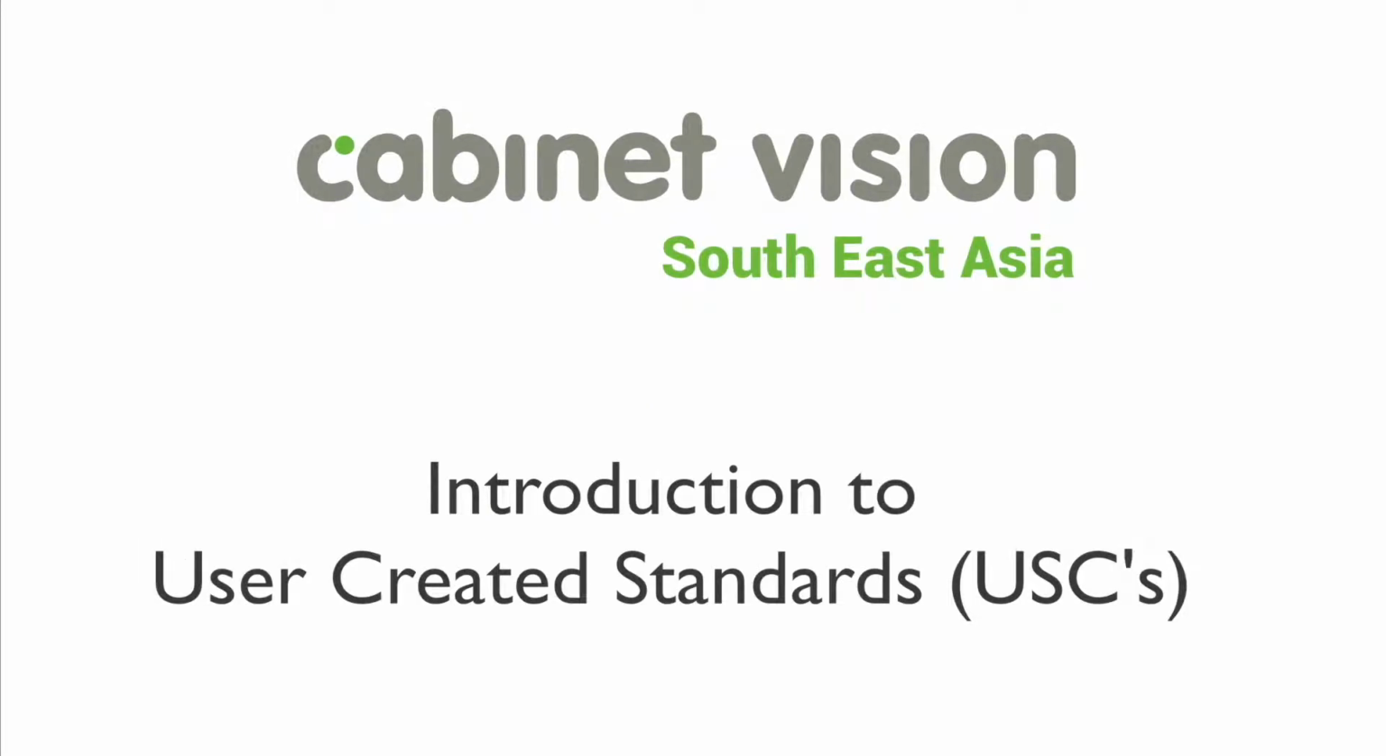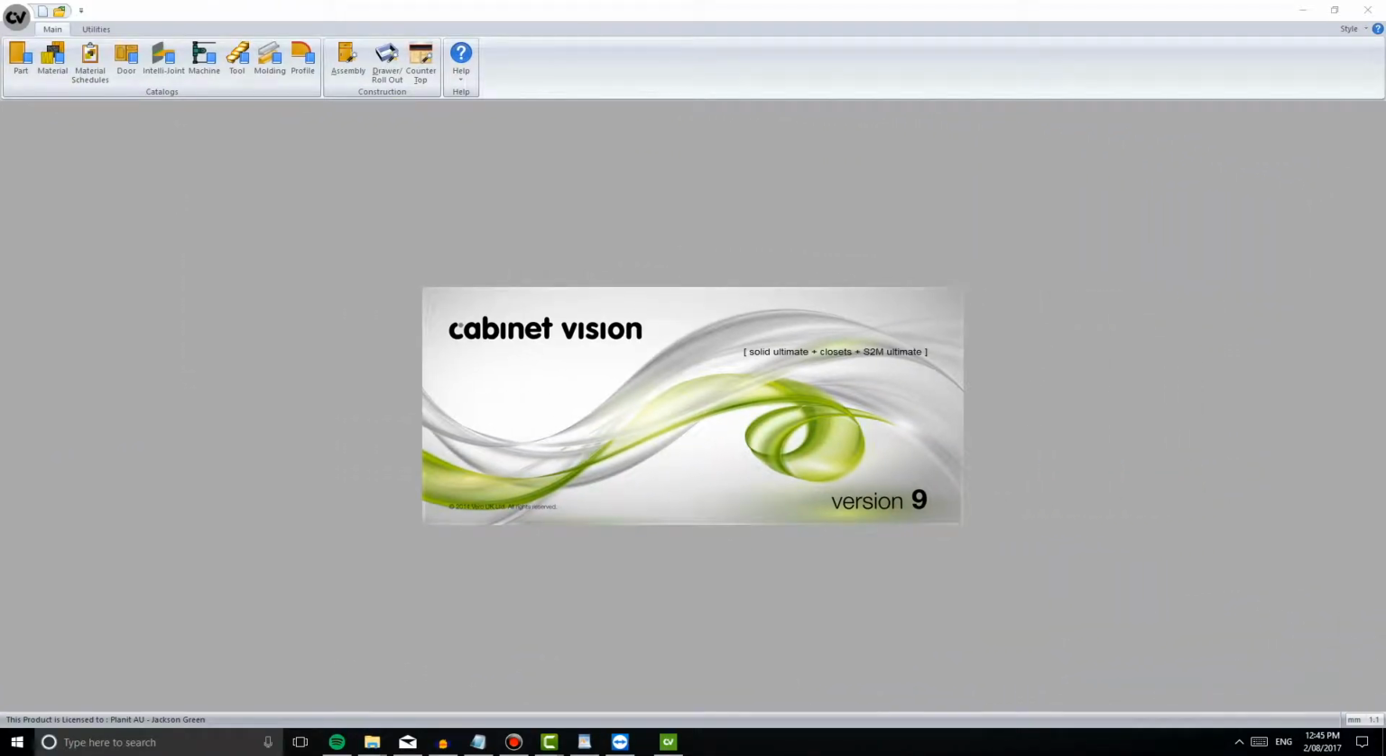Hello and welcome to the tutorial on how to utilize the UCS function inside Cabinet Vision. This will be going through a basic UCS and will add a part to an assembly with given rules. The ability to create and modify UCSs is a feature of Solid Advanced and Solid Ultimate. Today we will be working within Solid Ultimate.